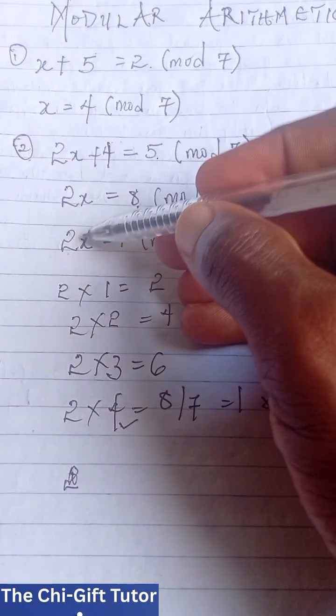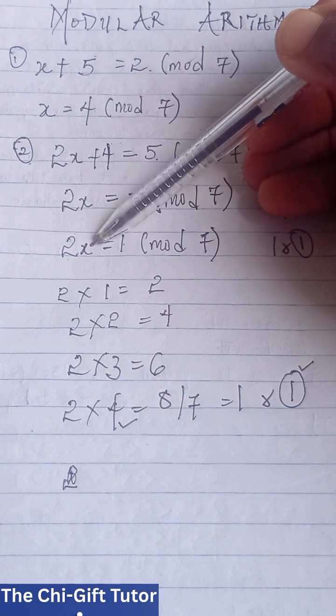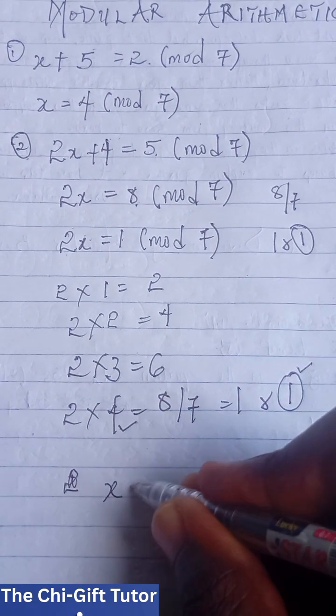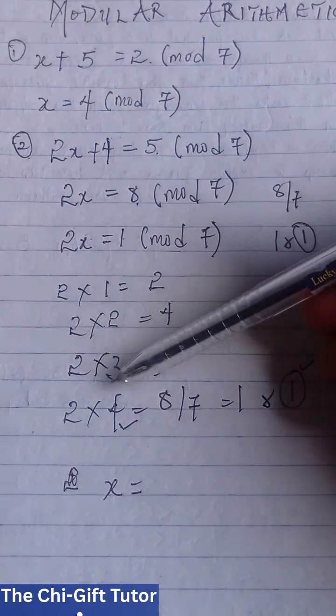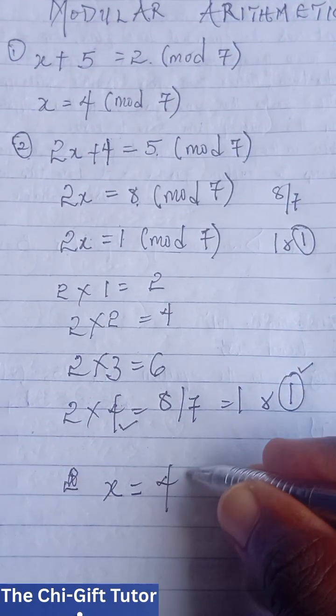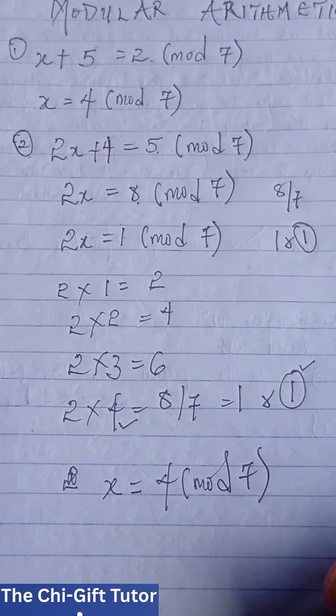So what we'll now do is, because 2 times 4 is going to give us 1, it means that we are just left with x. So x here will be equal to, then we'll multiply that answer we got to this, 1 times 4, which gives us 4 mod 7, and that is the answer.